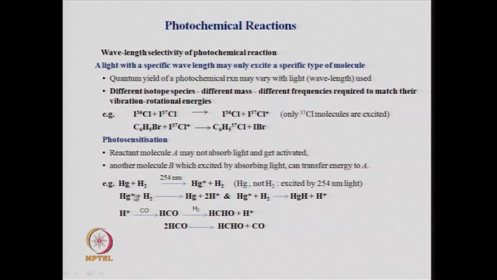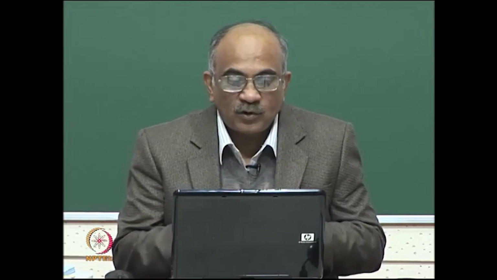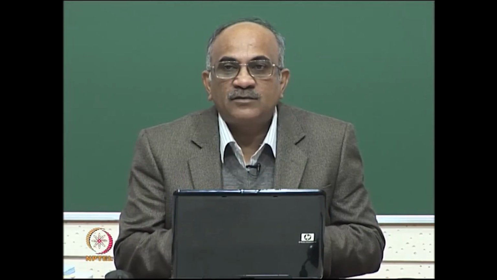So, if you look at a reaction of mercury with hydrogen using 254 nanometer light. So, this kind of monochromatic, which means you are using light of only one wavelength. Normally, you can get in lasers where you can have a very monochromatic beam. Otherwise, you will have to use certain kind of filters, etcetera, where sometimes it is not so monochromatic.